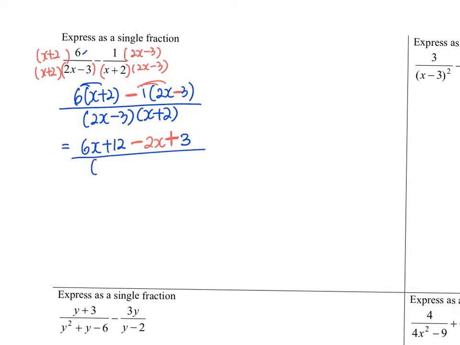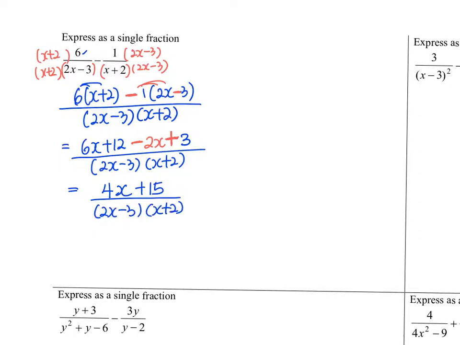over 2x minus 3, x plus 2. We do not need to expand the denominator, we just expand the numerator and simplify the numerator. So 6x minus 2x will give me 4x, 12 plus 3 will give me 15. So this will be the final answer.